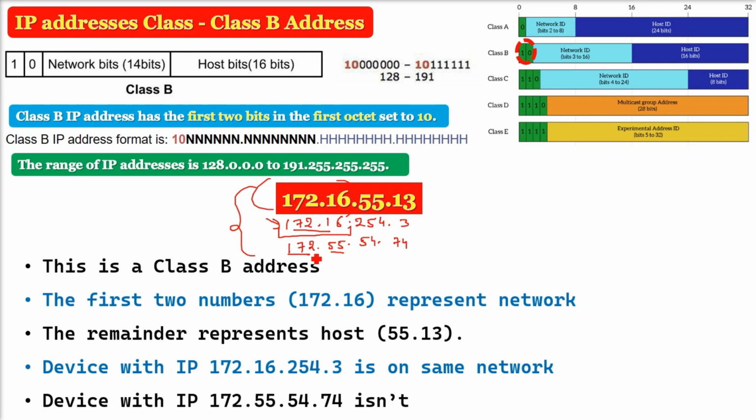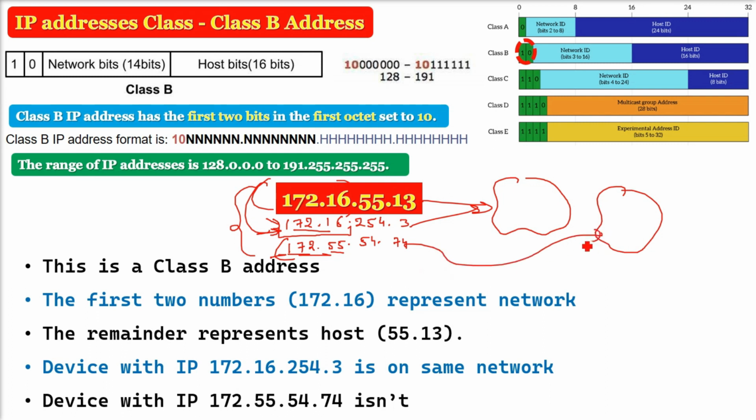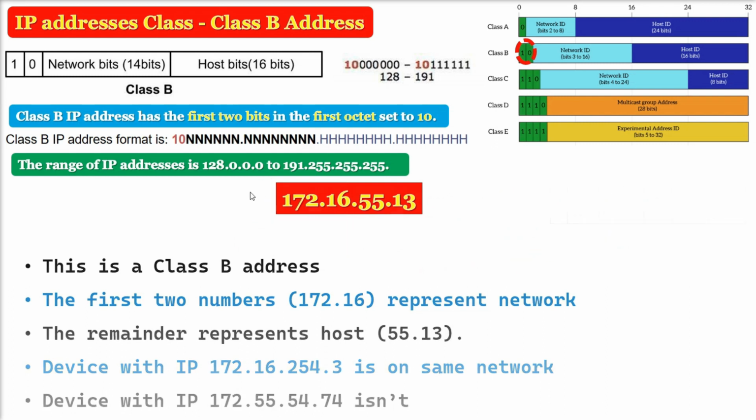All the three addresses are class B addresses. The first two belong to one network. The third one belongs to another network. Okay, these two are in one network. The third one belongs to another network. All are class B addresses.